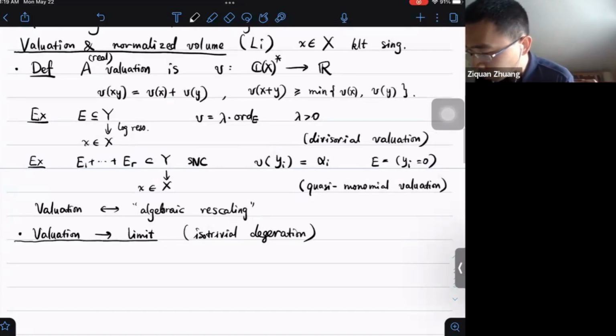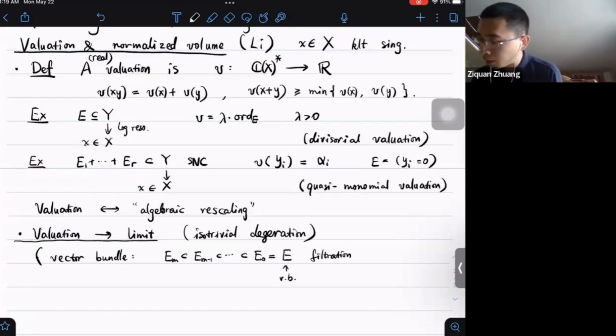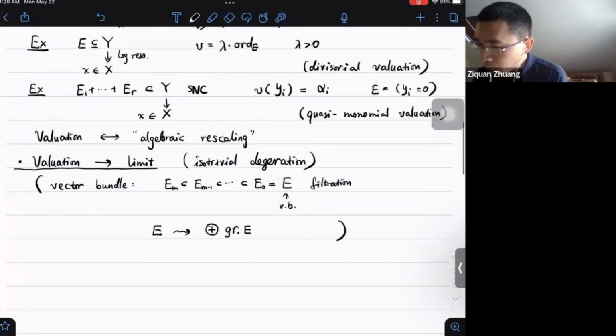So if you think about a vector bundle, how do you get an isotrivial degeneration? So one thing you can do is to take a filtration of a vector bundle. So this E is going to be a vector bundle. And then I choose a filtration of subbundles. And then I can use this filtration to degenerate E to the associated graded pieces, the direct sum of associated graded pieces, right? Just by specializing all the extension classes to 0, okay? And then it becomes the direct sum. So we want to mimic some kind of this.